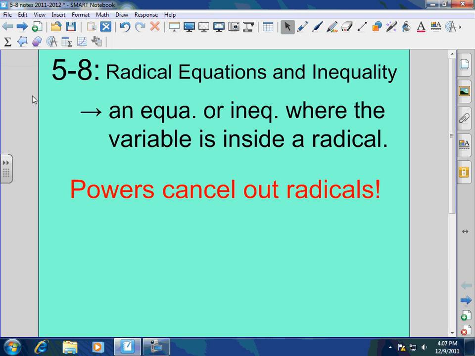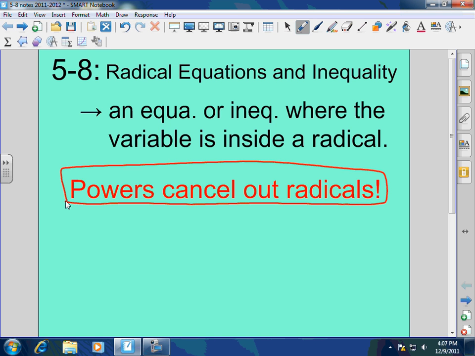Today we are here to learn about 5-8, radical equations and inequalities. A radical equation or inequality is an equation or inequality where the variable is inside a radical. Now, it's very simple, okay, guys, because all we got to do is get rid of the radical. And remember that powers cancel out radicals. Okay, powers cancel out radicals.